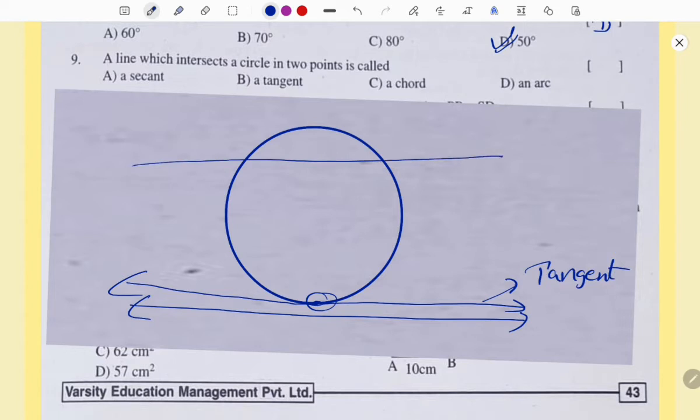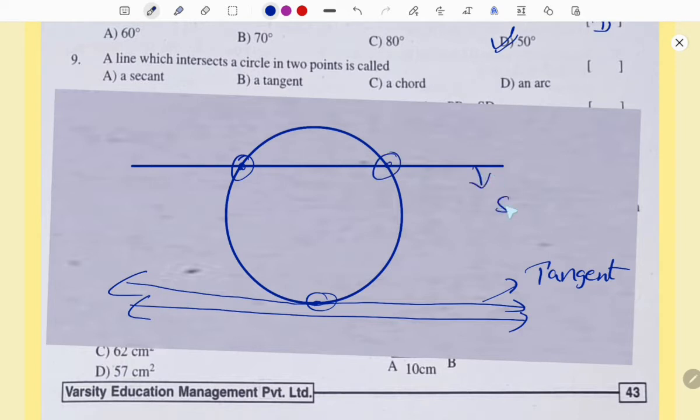Suppose a line like this. That line intersects the circle at 2 points. That line is called a secant. So a line which intersects a circle in 2 points is called a secant. Okay? So option A is the right answer.